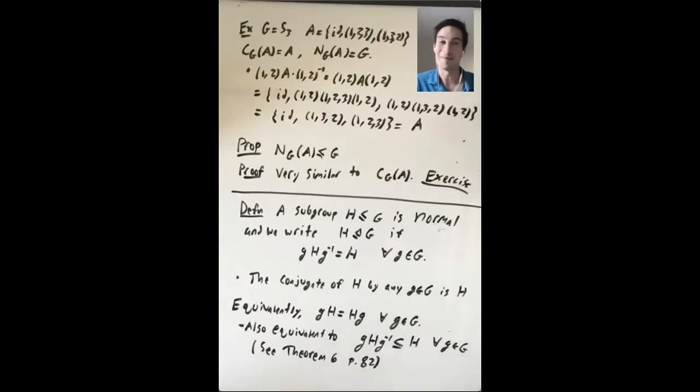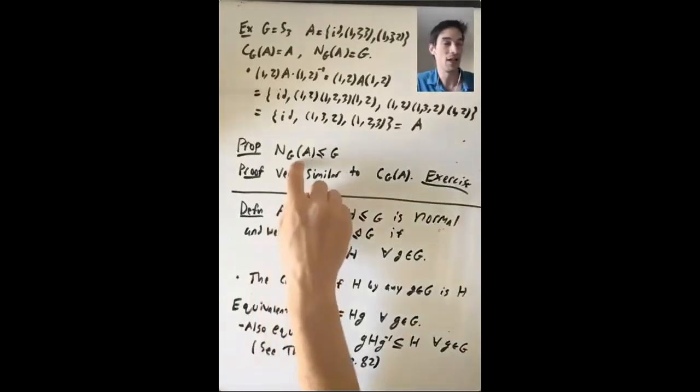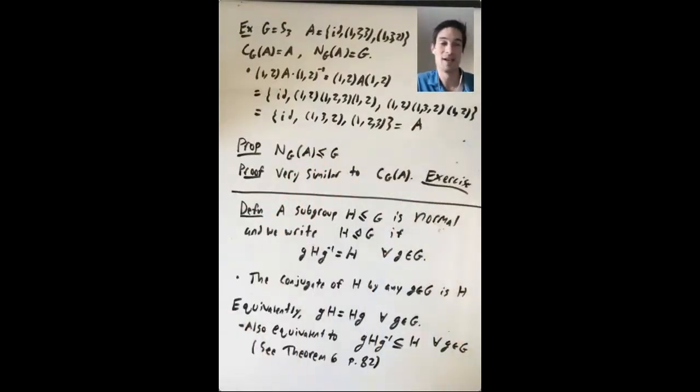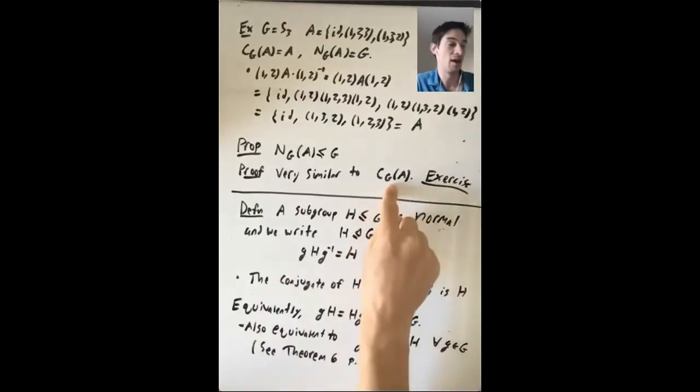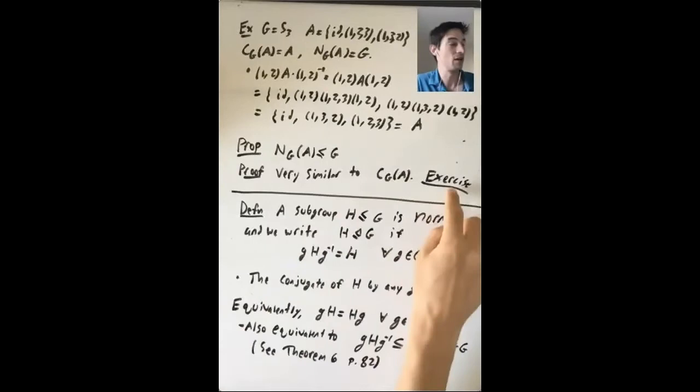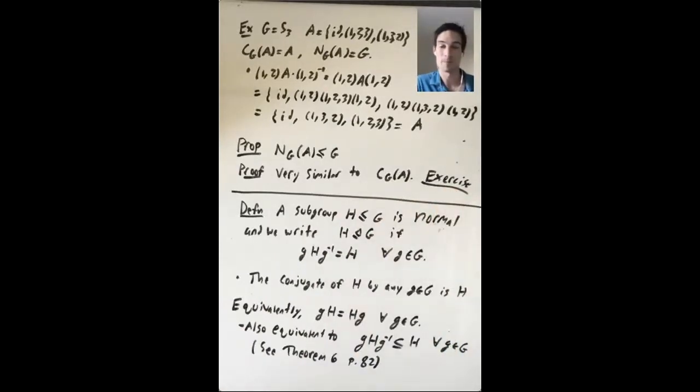Okay, why are we talking about normalizers? Well, the normalizer of a subset is also a subgroup. And the proof is very, very similar to the proof that the centralizer of a subset is a subgroup. So I'll leave the details as an exercise.